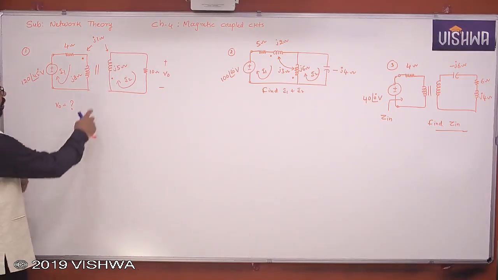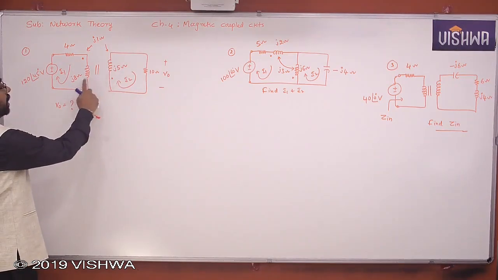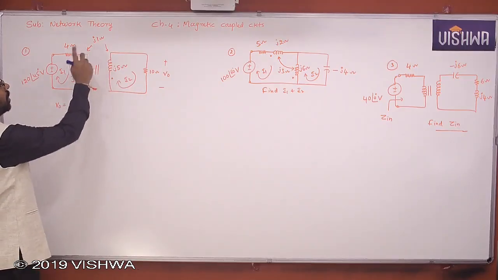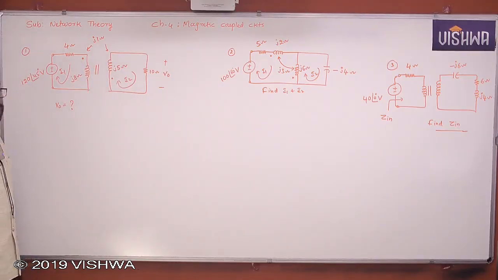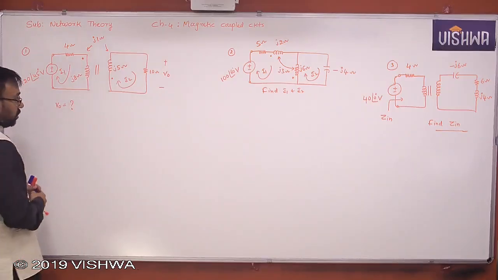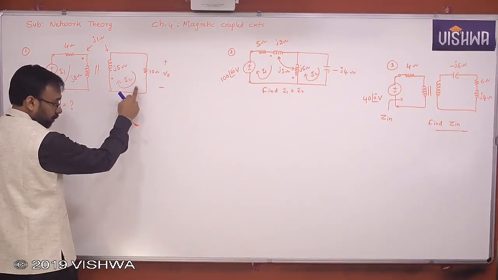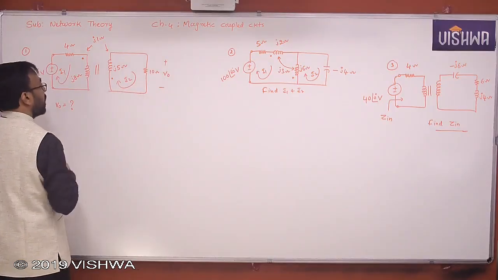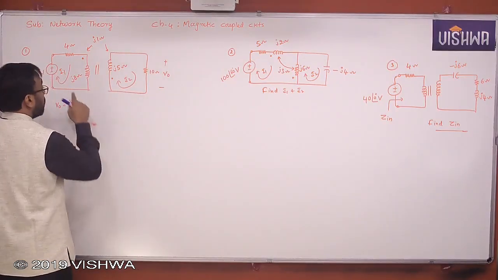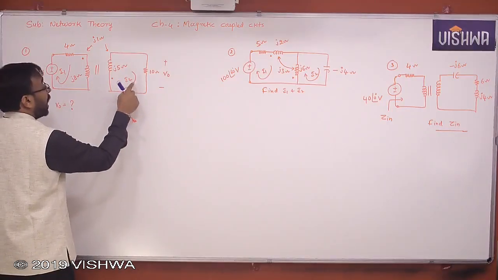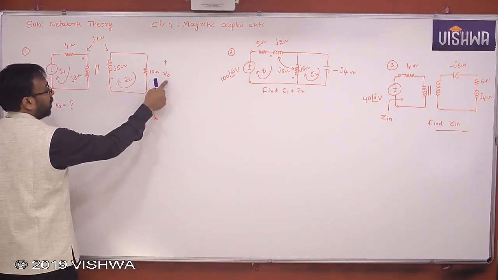Now here is a magnetic coupled circuit. Their individual reactances are given and mutual reactance is also given. Now he's asking what is V naught. If you want to find V naught, definitely you must require what? I2. V naught and I1, I2 also can be determined. But unless you find I2, you cannot find V naught.